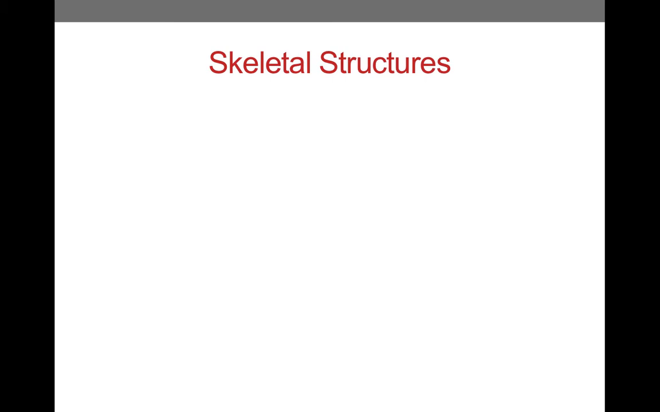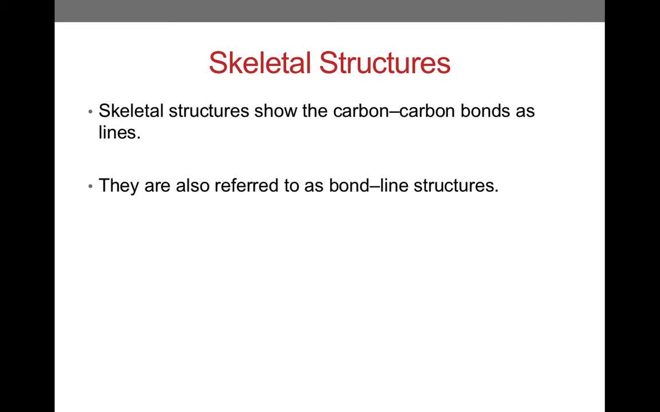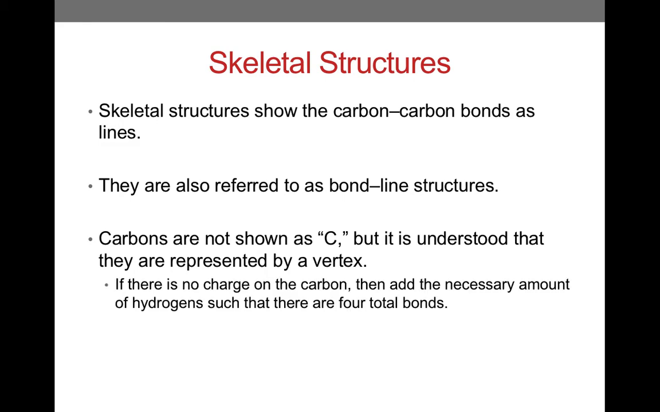Skeletal structures are helpful for drawing molecules more quickly than writing out all the elements that compose them. They show the carbon-carbon bonds as lines. They are also called bond-line structures. What might seem confusing is that carbons are not shown as the letter C in this type of structure. Instead, each vertex represents a carbon. If there is not a charge on a carbon, then it is understood that they receive the necessary number of hydrogens to fill its octet.